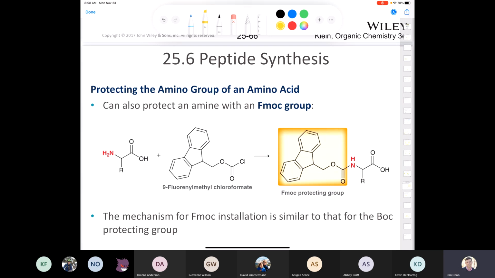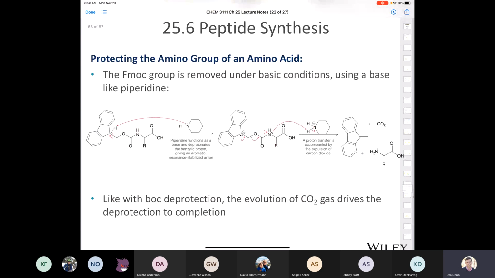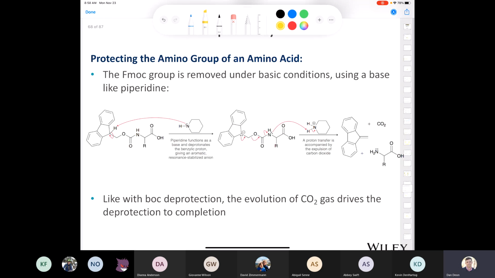Okay. Another way to protect an amino group of an amino acid is to use what's called an Fmoc, which is a derivative of this molecule here, 9-fluorenylmethyl chloroformate, and you make the Fmoc. The mechanism for the Fmoc installation is similar to that for the Boc protecting group, just a nucleophilic acyl substitution. And then the deprotection of an Fmoc group is done using piperidine. If you don't know what piperidine is, it's this molecule right here.